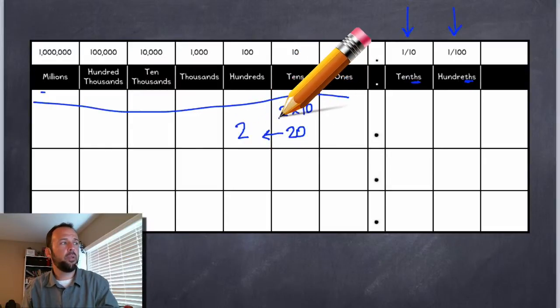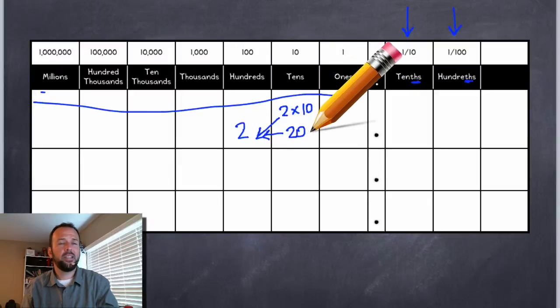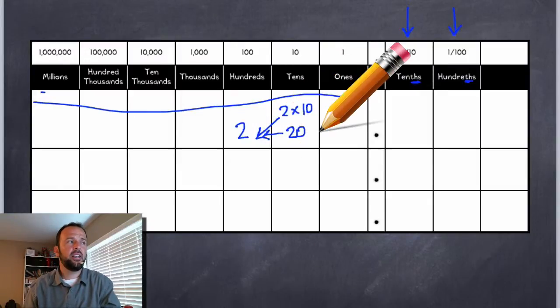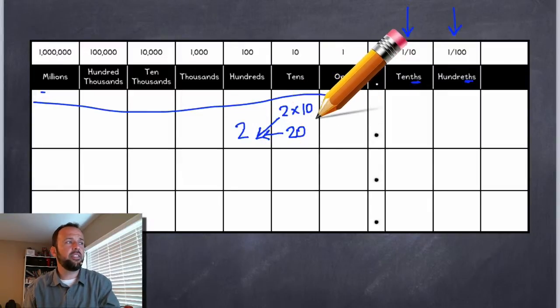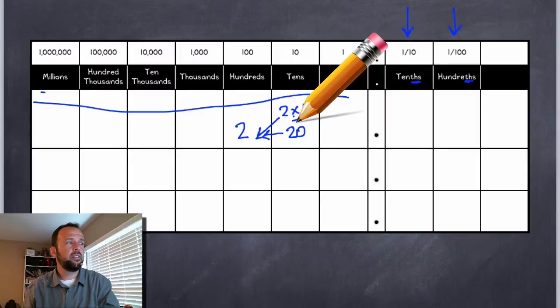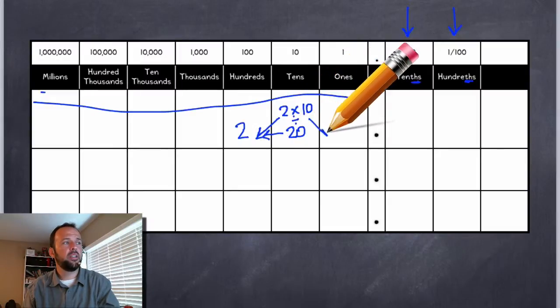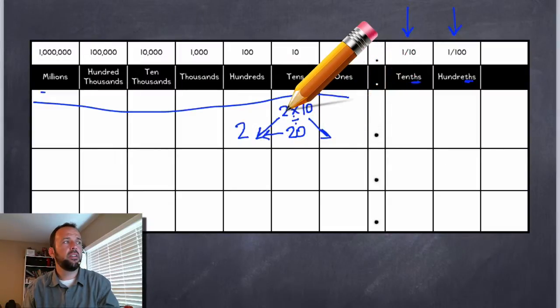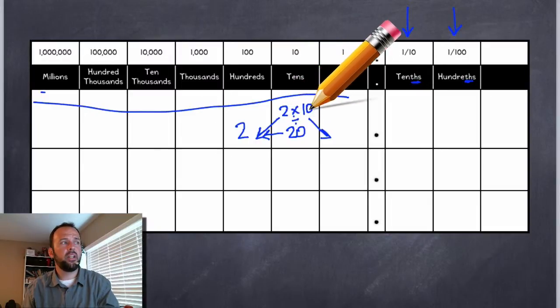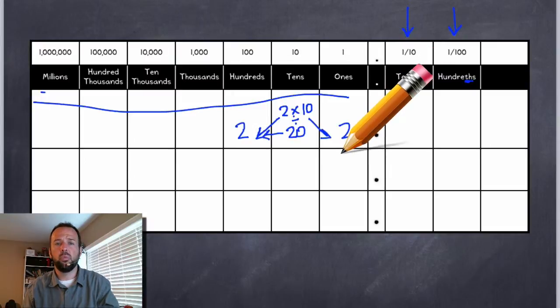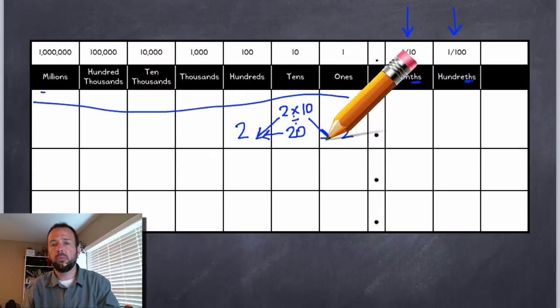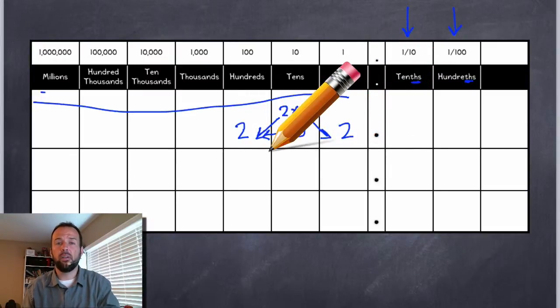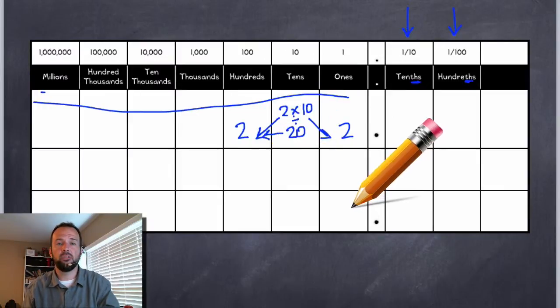So if I multiply, I'm going to slide to the left. Slide to the left. And if I were to divide by 10, I'm going to slide to the right. Slide to the right. So 2 tens divided by 10 would give me 2 ones, okay? So I can multiply or divide by 10 to go up or down on the place value chart.